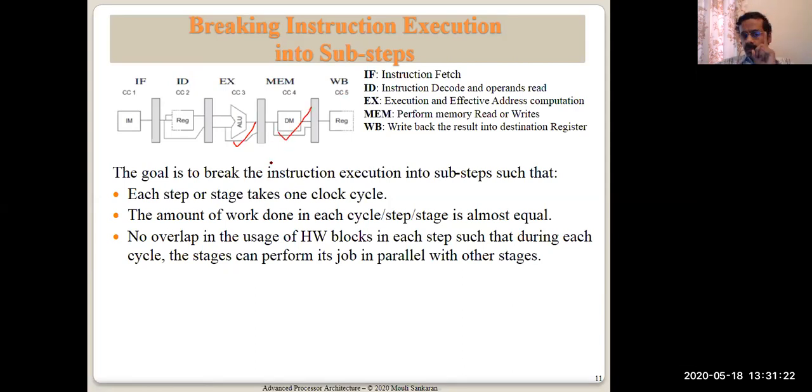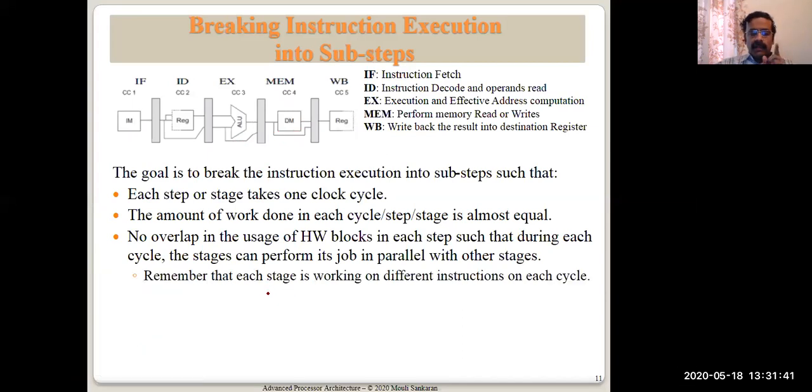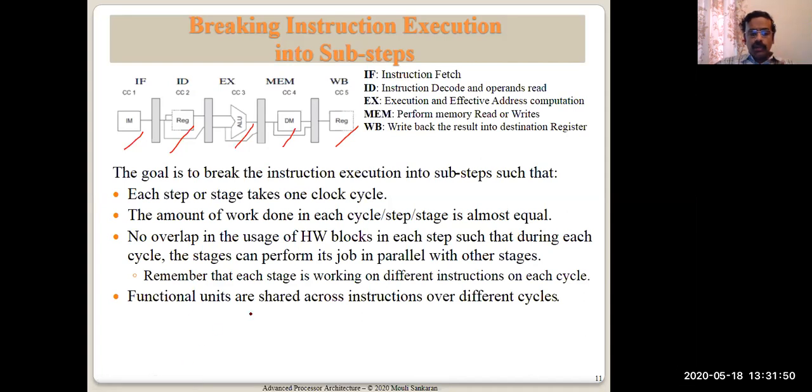Only data memory is accessed by only one instruction, and instruction memory is accessed by only one instruction. So there is no hardware block which is used in two stages, except this register set, which I will explain. Keep it in mind. Remember that each stage is working on a different instruction on each cycle. Functional units are shared across instructions over different cycles.